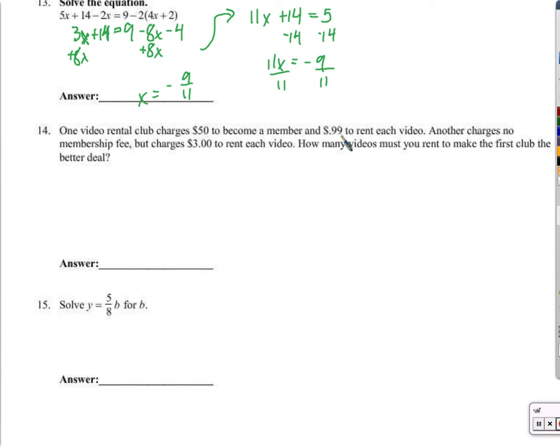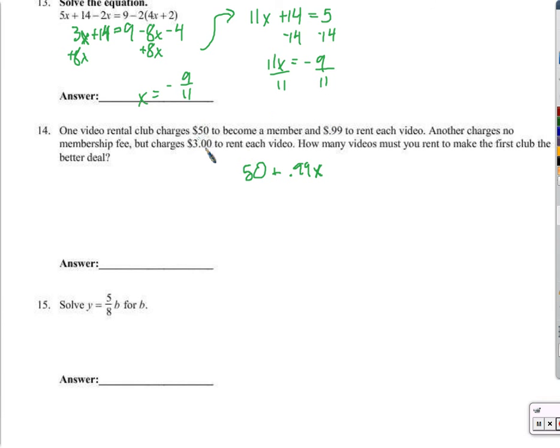How much would it cost me for two videos? Well, $50 plus 99 cents plus 99 cents more, so $1.98, so $51.98. Right, you start to get the idea. We're always going to have the $50 that we spent to join, plus 99 cents times the number of videos that we rent. This other place is just going to cost $3 a video.